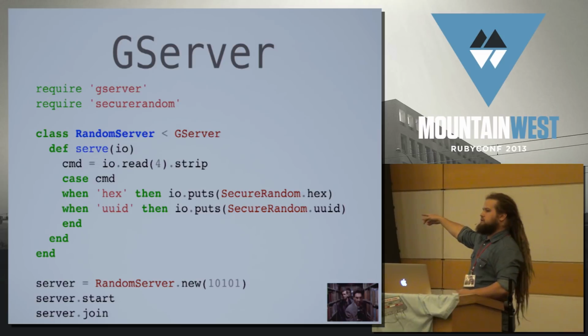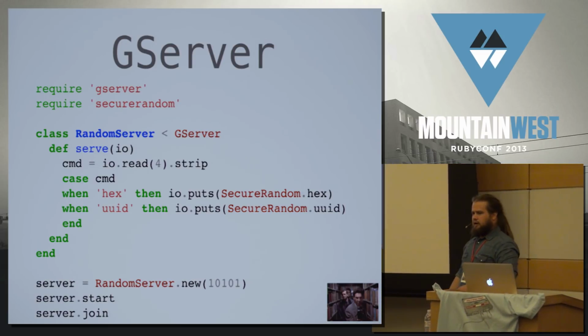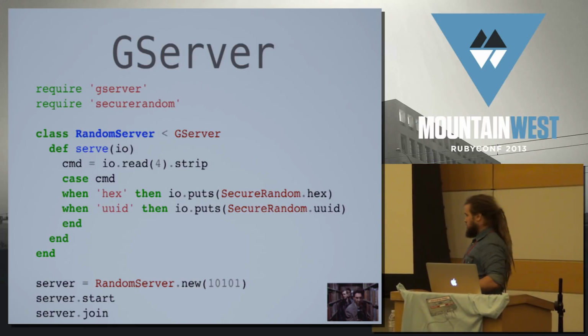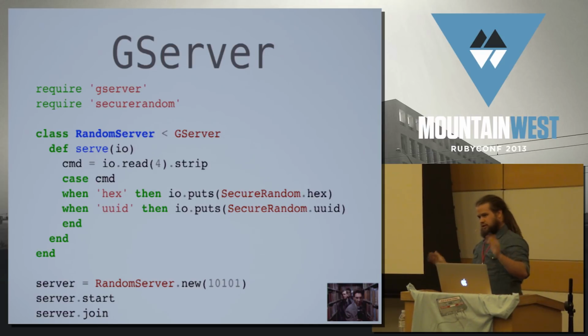So you can now telnet to localhost 10101, type in hex, and it'll spit you back a hex value, and then close the connection. Or you can do UID, and it'll give you a UUID. If you give it something else, it'll just close the connection, and you're done.